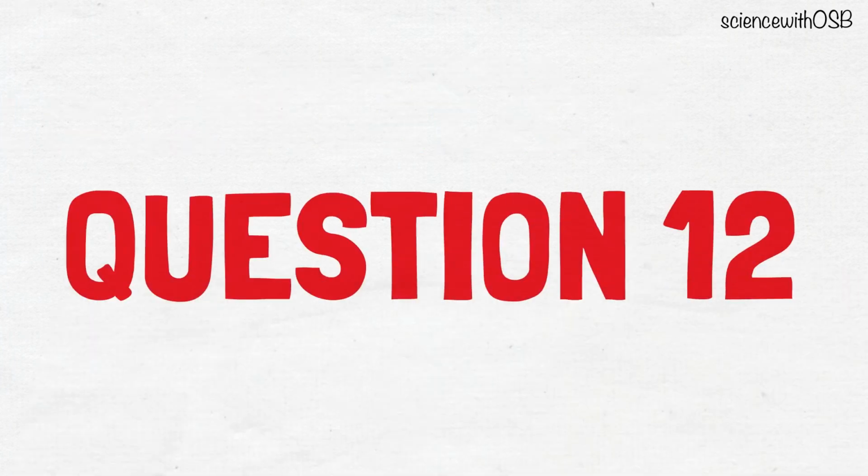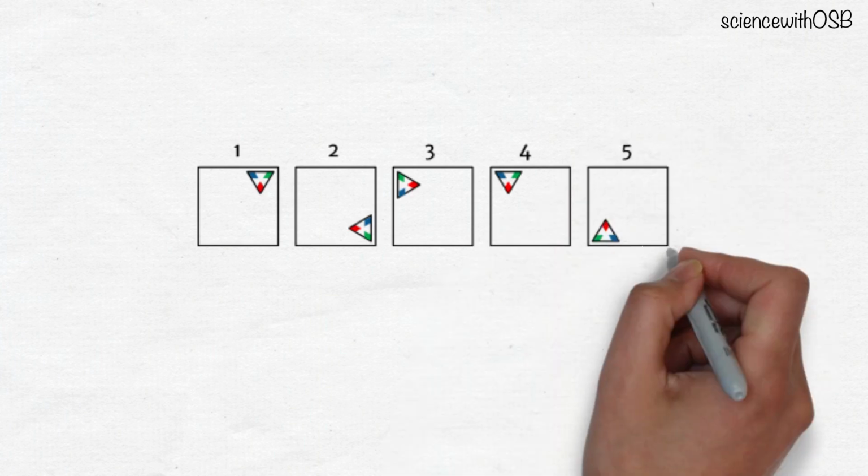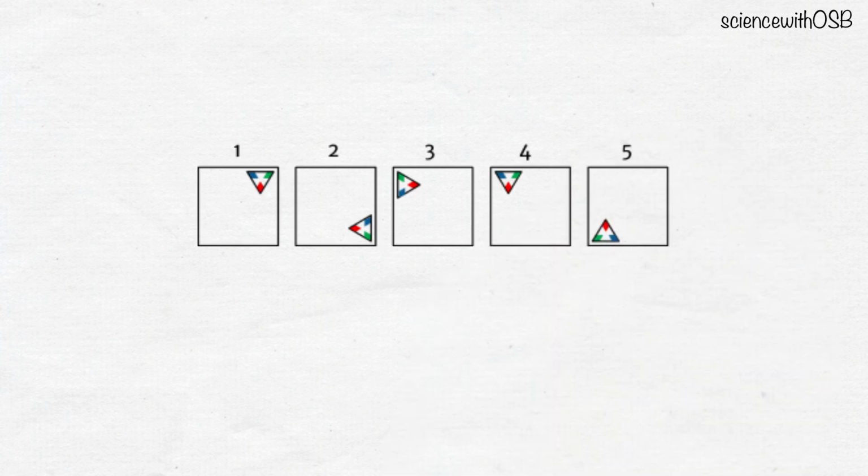Question number 12. Here you can see tiny little triangles on each corner of the square. Find the odd one out.